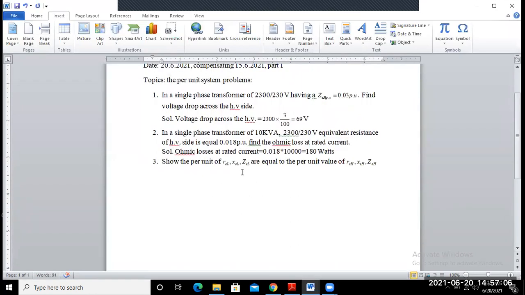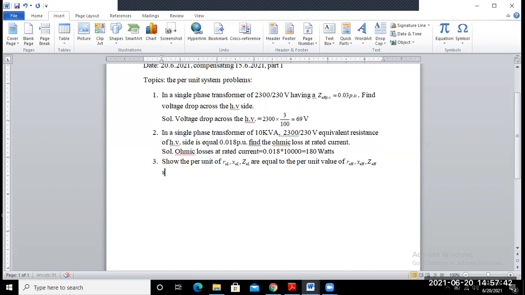So how can we prove this statement? That means the per unit value on either side, either LV side or HV side, whatever the quantity, resistance, reactance or impedance, is equal on both sides, LV and HV. So can you prove this one? Just try to prove this statement.